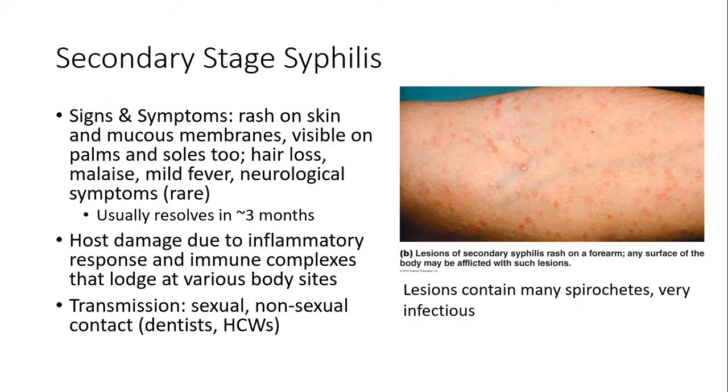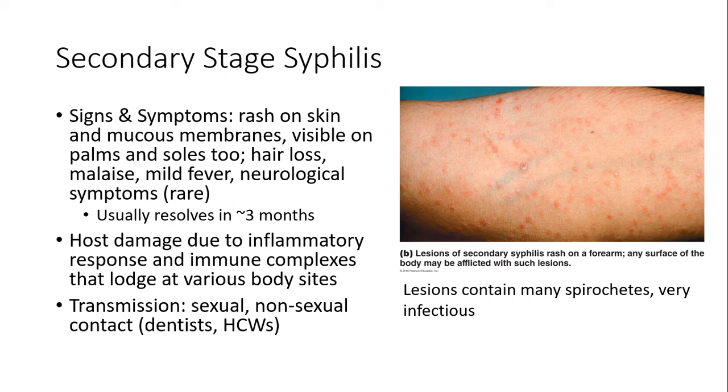Secondary stage syphilis is a progression where we now see a rash on the skin, which looks kind of like this. It looks a little bit like vesicles, like we would see with chickenpox. It's visible, though, on the palms and soles, too, which you don't normally see with chickenpox. It will also be accompanied by hair loss, malaise, mild fever, and neurological symptoms, although these are rare. Ordinarily, this can resolve on its own in 3 months, but there will be a certain number of people in whom it will progress even further beyond this.